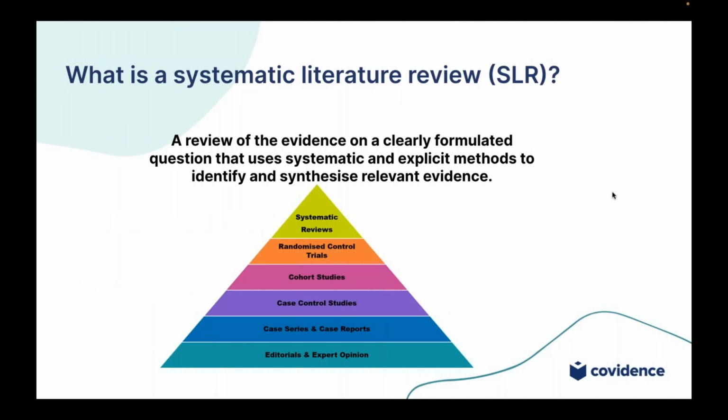So what is a systematic review? Well, there are many definitions of systematic reviews out there, but they all seem to arrive at the statement that it's a review of the evidence on a clearly formulated question that uses systematic and explicit methods to identify and synthesize relevant evidence. I'm sure many of you will have seen an image like this before, with systematic reviews at the top of the pyramid of evidence and less rigorous study designs as we go further down the hierarchy of evidence.